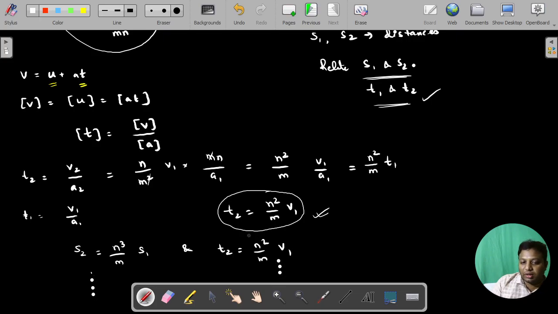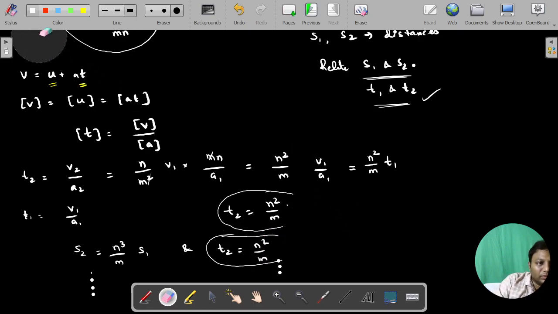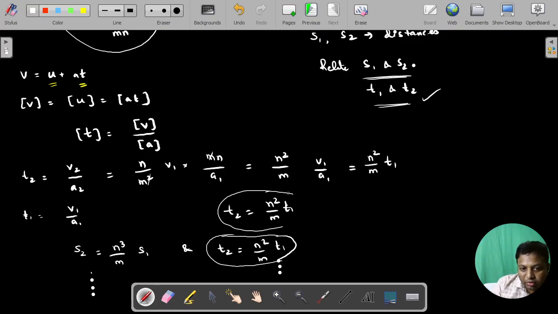So the time relation, the relation between times is correctly pointed out only in the first option, which gives us the answer. If that is not the case, in the exam you may have to solve for a relation between S1 and S2 also. So that also I will tell you how to do that.